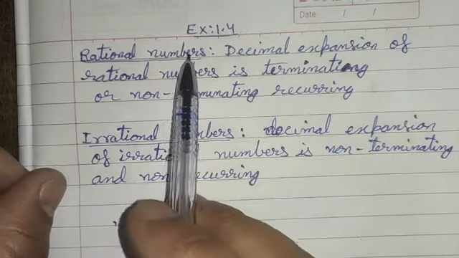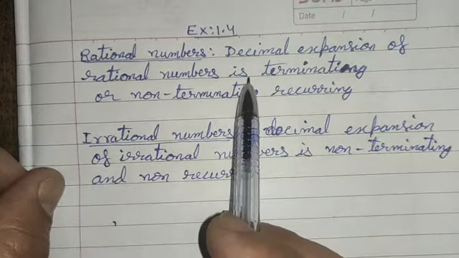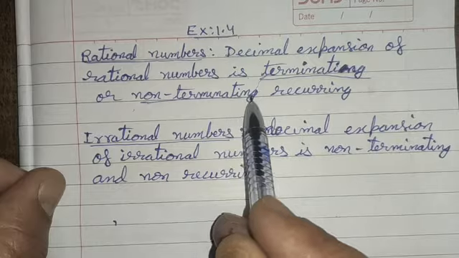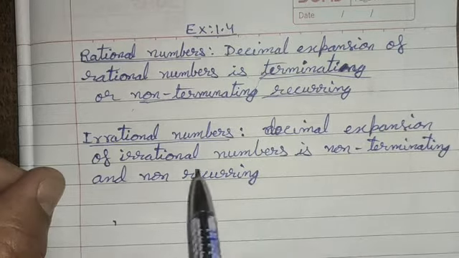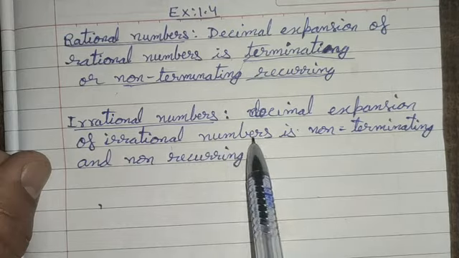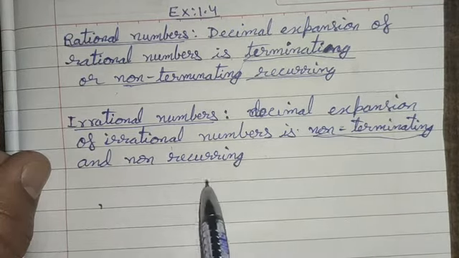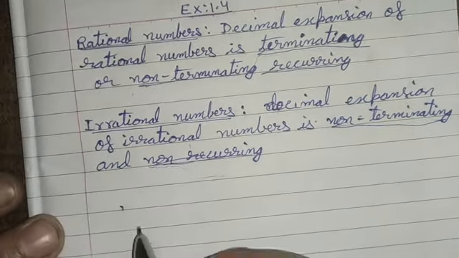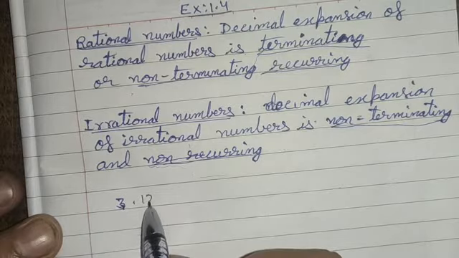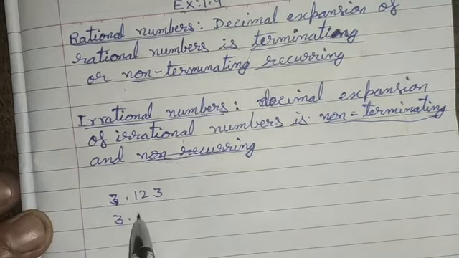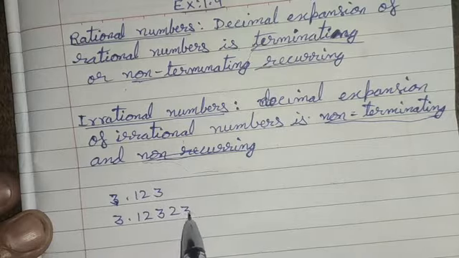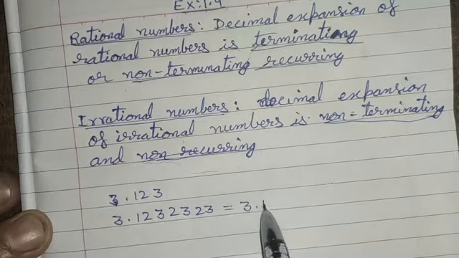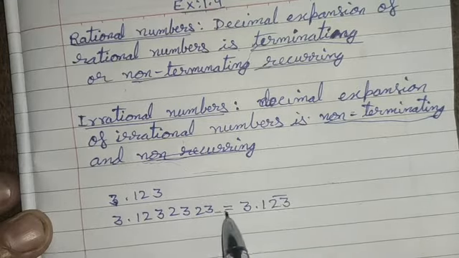Now see here, rational numbers. The decimal expansion of rational numbers is terminating or non-terminating recurring, whereas the decimal expansion of an irrational number is non-terminating and non-recurring. Recurring means repeating also. Suppose we are taking some numbers: 3.125, another is 3.1232323, or you can write it as 3.123 with 23 repeating itself.